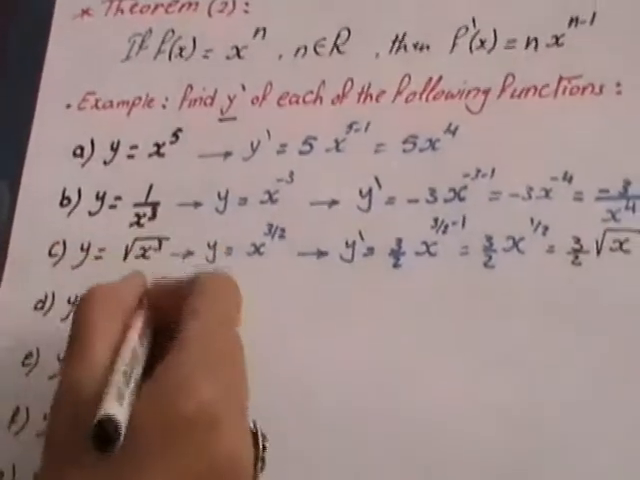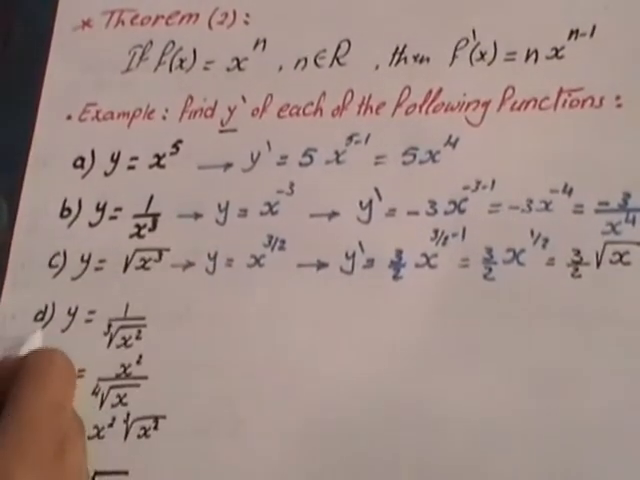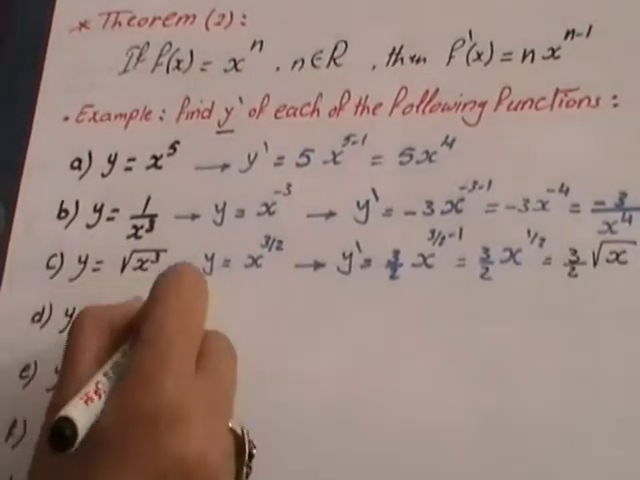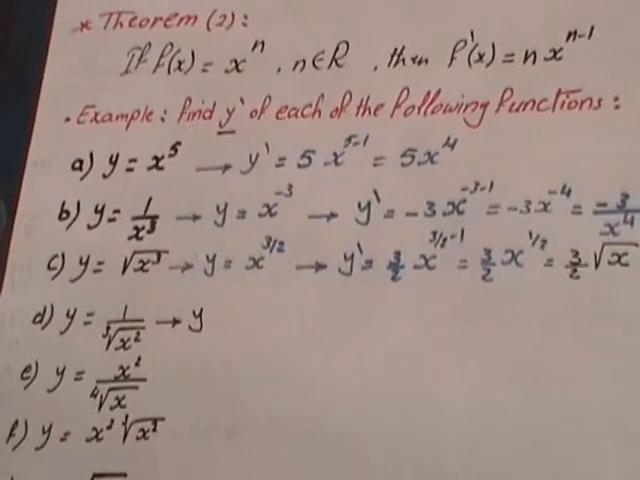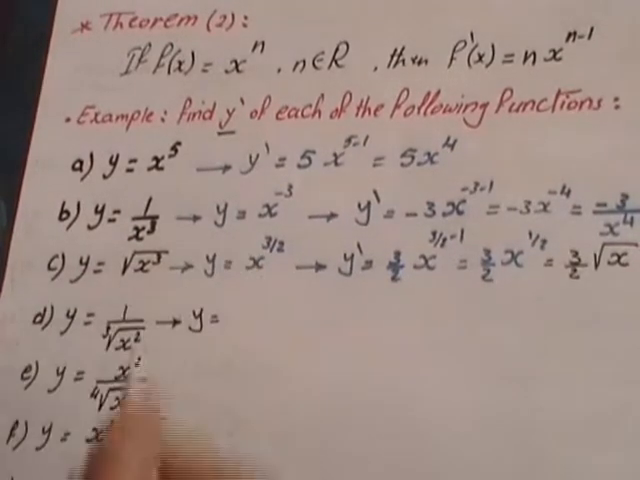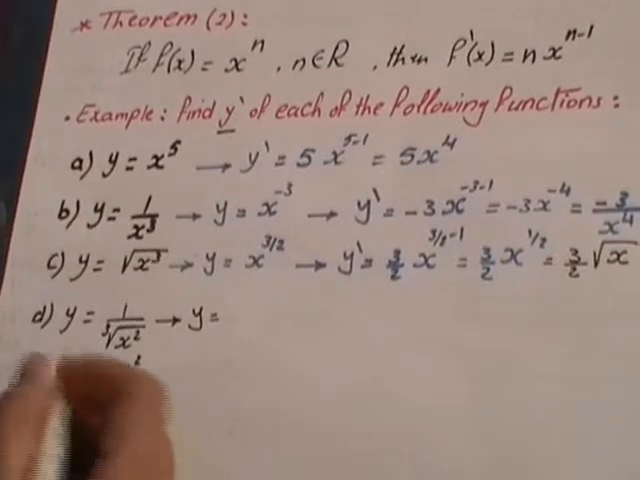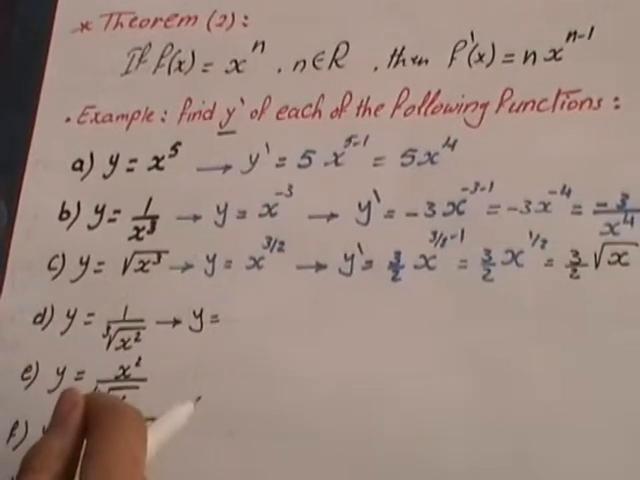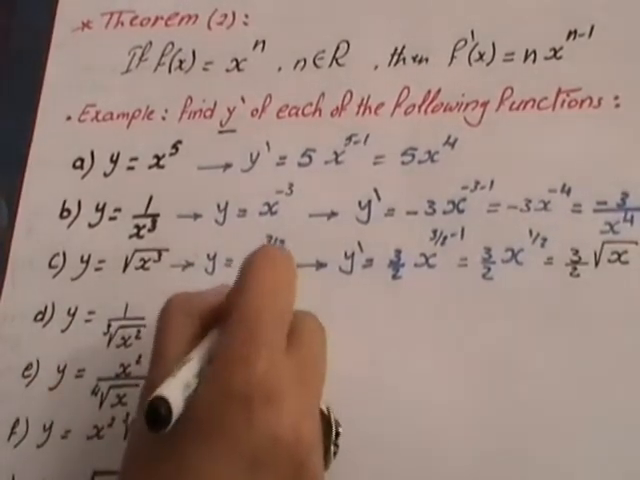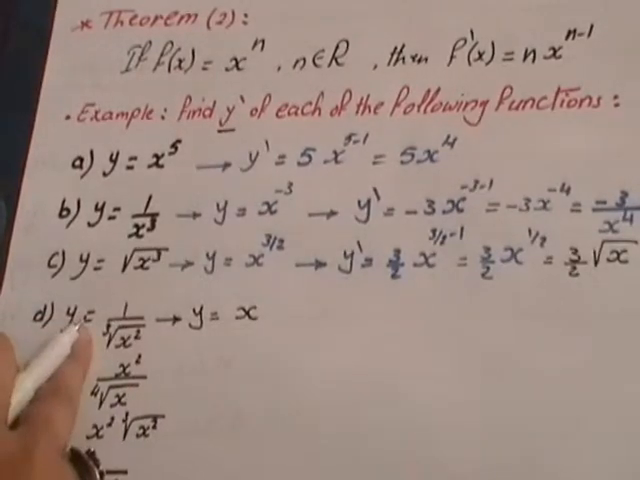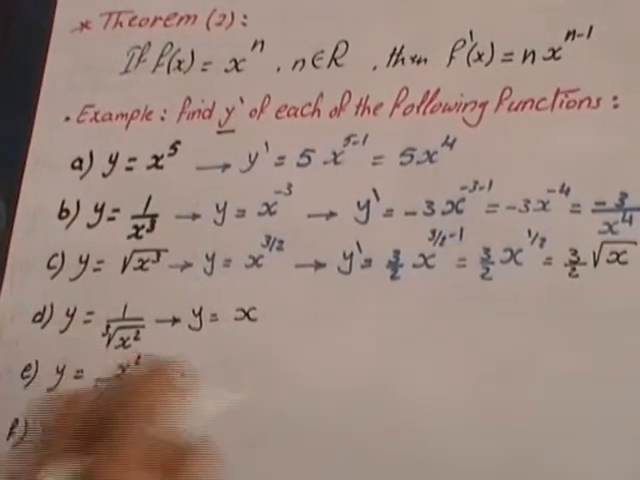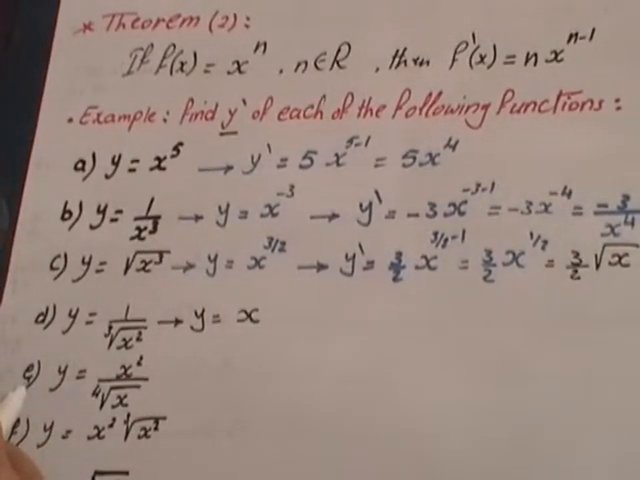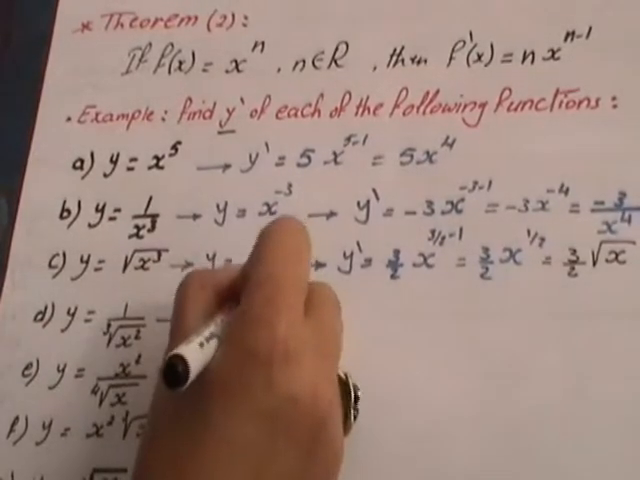Let's see number D, another example. Y equals 1 over cubic root x power 2. Now we write y in exponential form. How do we form this function? X to the power 2 over 3, but it is in the denominator. We put it in the denominator and change the sign of the power. So y will be equal to x power negative 2 over 3.